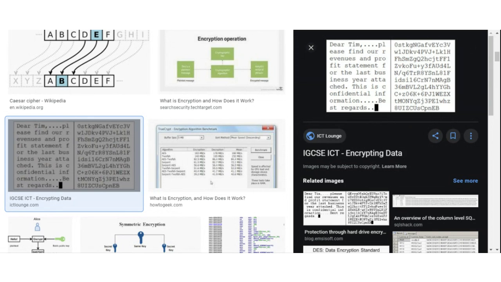Now, what is confidentiality? Confidentiality is the assurance that only the legitimate people can access the information. We cannot have a third party or other people who are able to access your information.